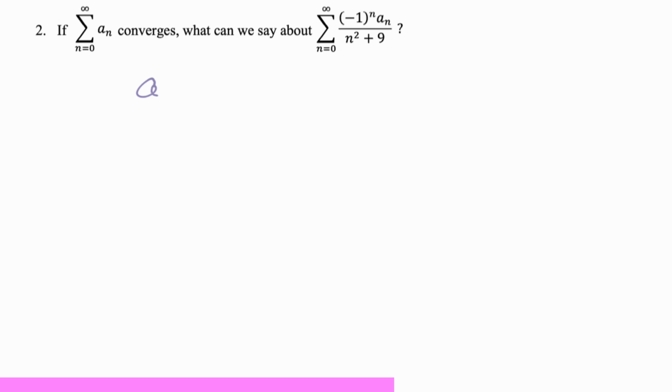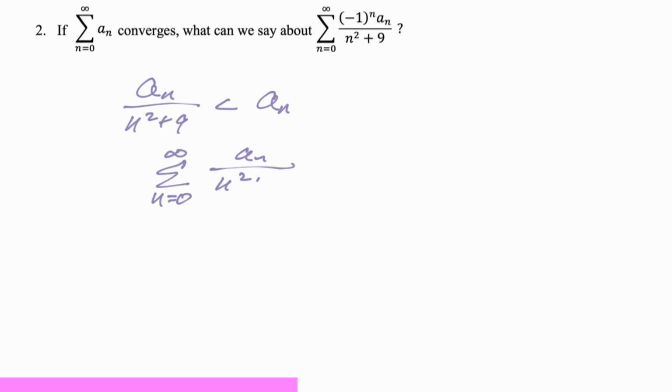So what I'm going to do is I'm going to say that a sub n over n squared plus 9 is less than a sub n, which is definitively true. And so then we know that the non-alternating version, which is just a sub n over n squared plus 9, converges by direct comparison because we know that a sub n converges. And then, well, actually, I guess the argument that I'm finally making is like the overall argument anyway.